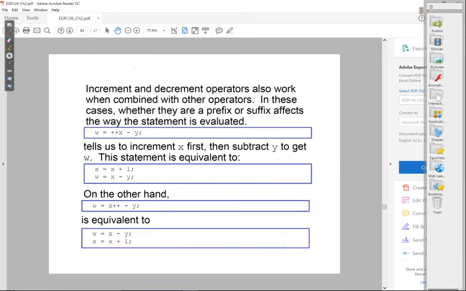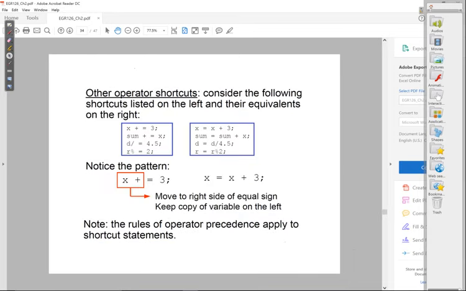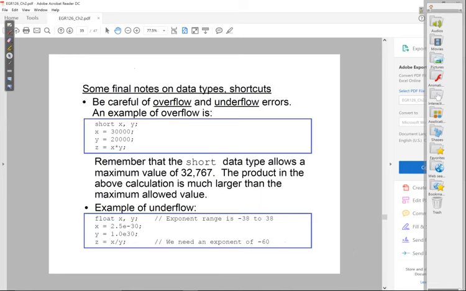All right, let me skip this. This is more of the same thing. Okay. Skip that.